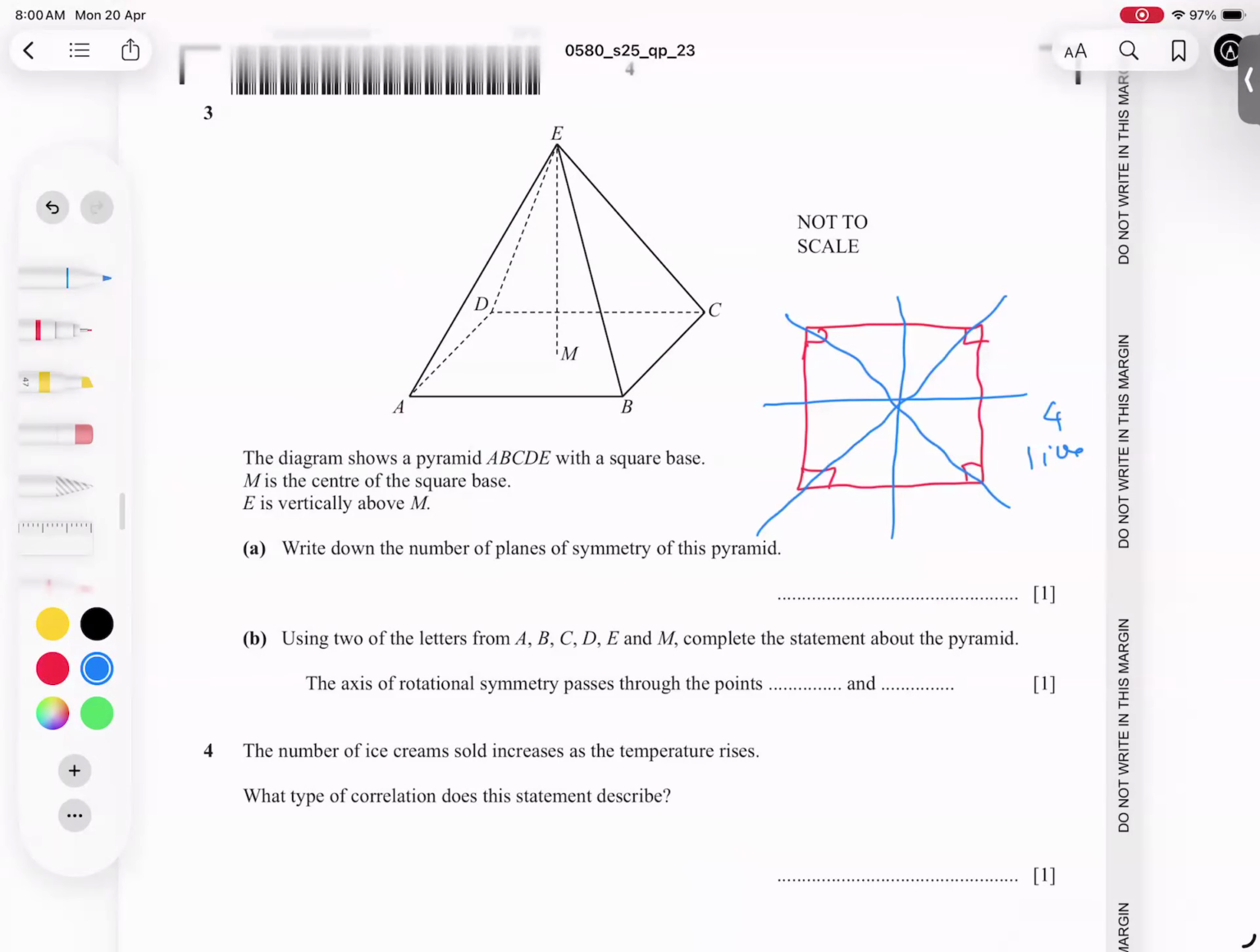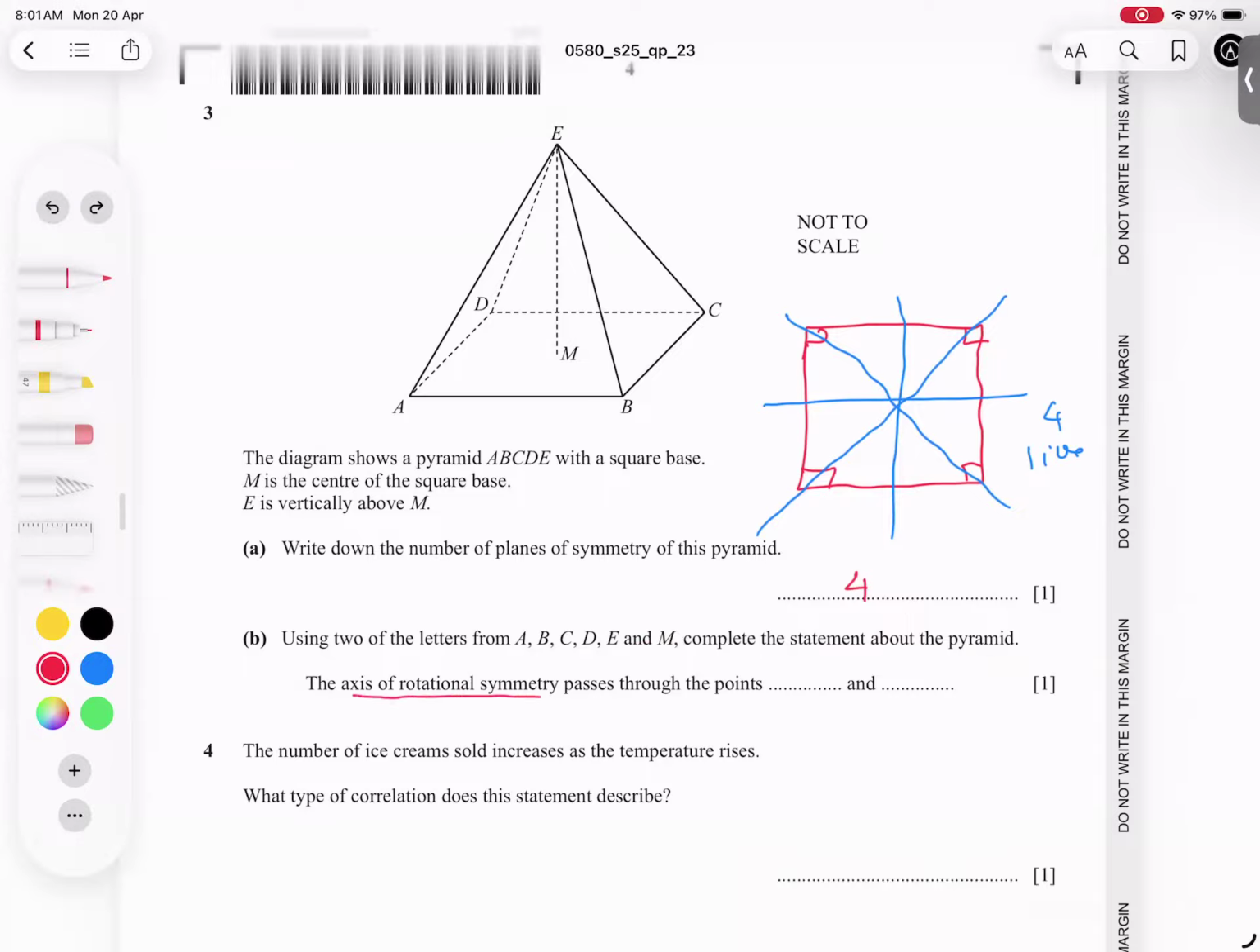So basically, because he said it is a square base, it means we can cut. Look, I show you. If I cut from here, from here, from here, like this cut, this is called one planar symmetry. The second planar symmetry is here. Third is here, here, and here. And fourth is here, here, and here. So we have four planar symmetries. So four planar symmetries.